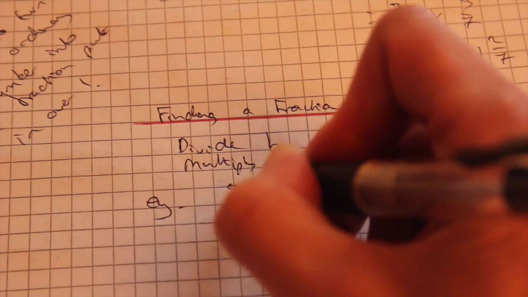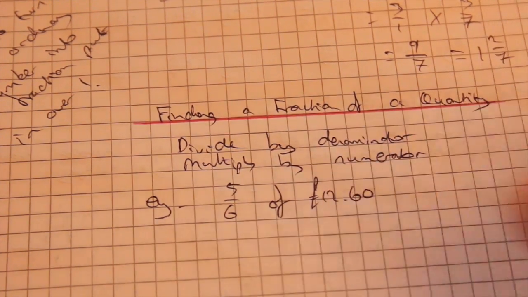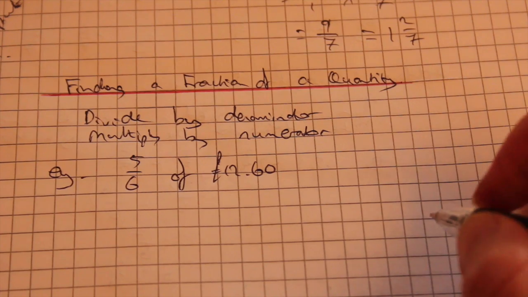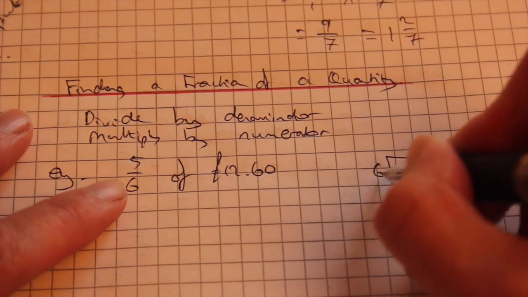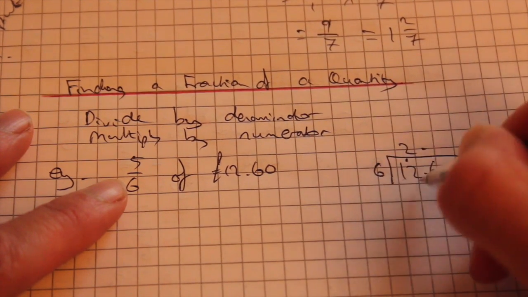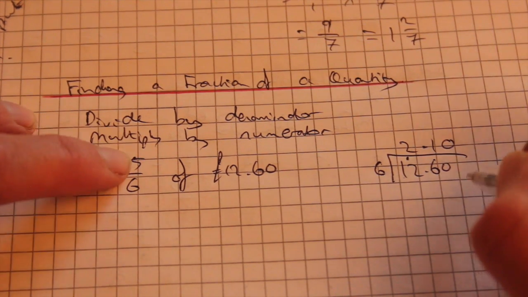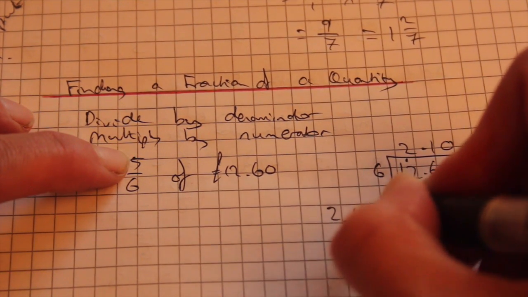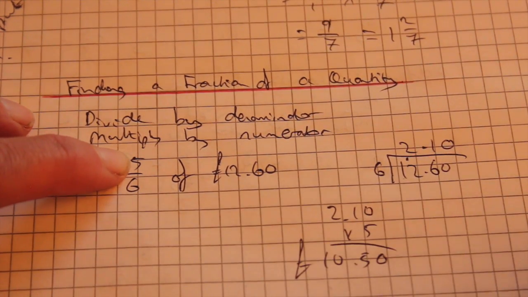So let's have a wee go. 5/6 of 1260. So I'm going to take my 1260, I'm going to divide by 6. So 1260, divide by the bottom. 6 into 1 doesn't go, carry it over. 6 into 12 goes twice. And that gives you 10. So we've divided it by 6 and then you multiply by the top. So it's 210 times 5, not 510. So your answer is 1050.